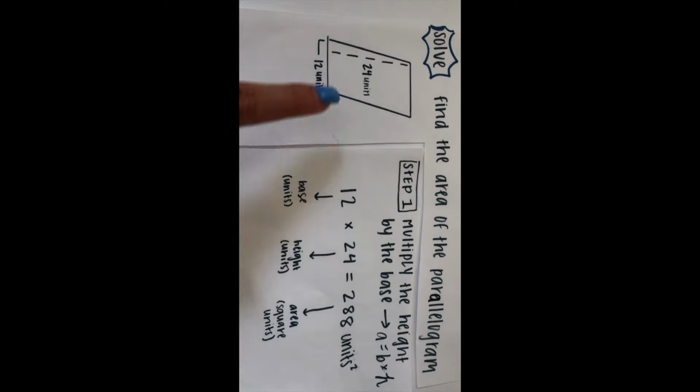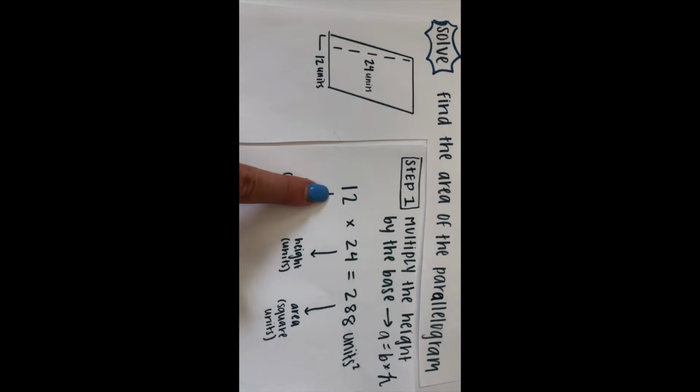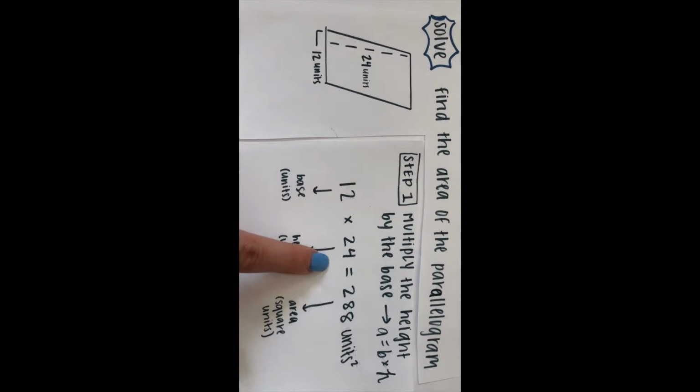Step 1 is to multiply the height by the base. Multiply the base, 12, by the height, 24, to get the area of the parallelogram, that is 288 units squared. Next, we will be finding the angle relationships of parallelograms.